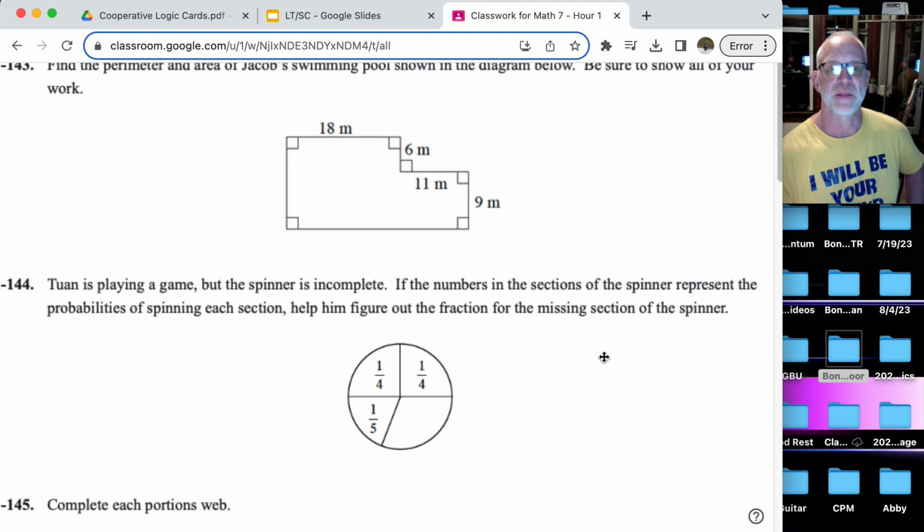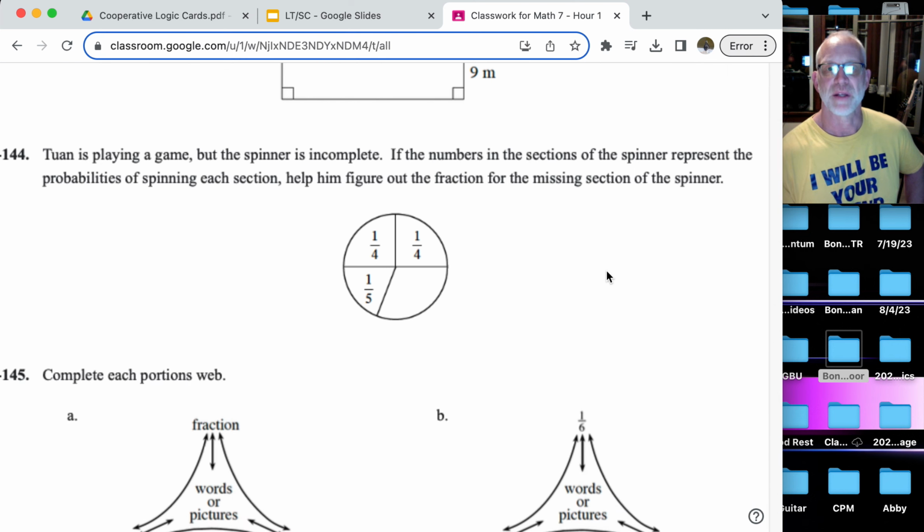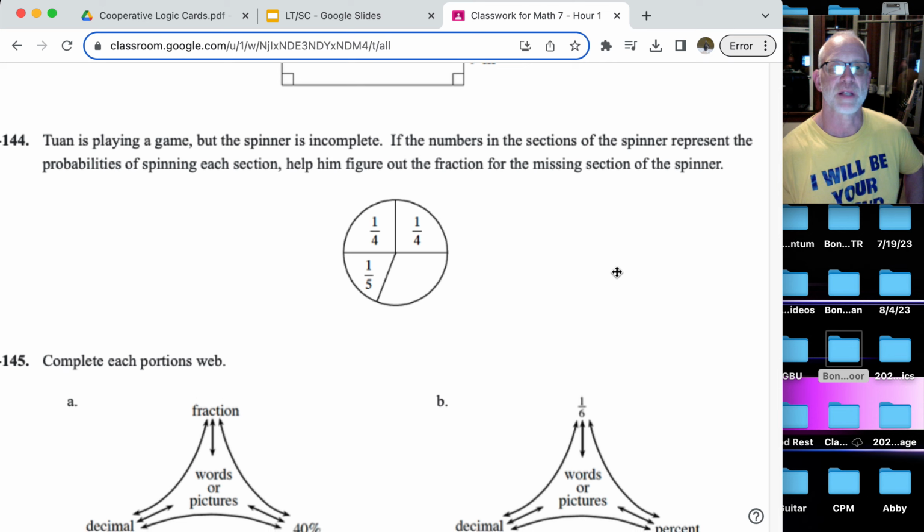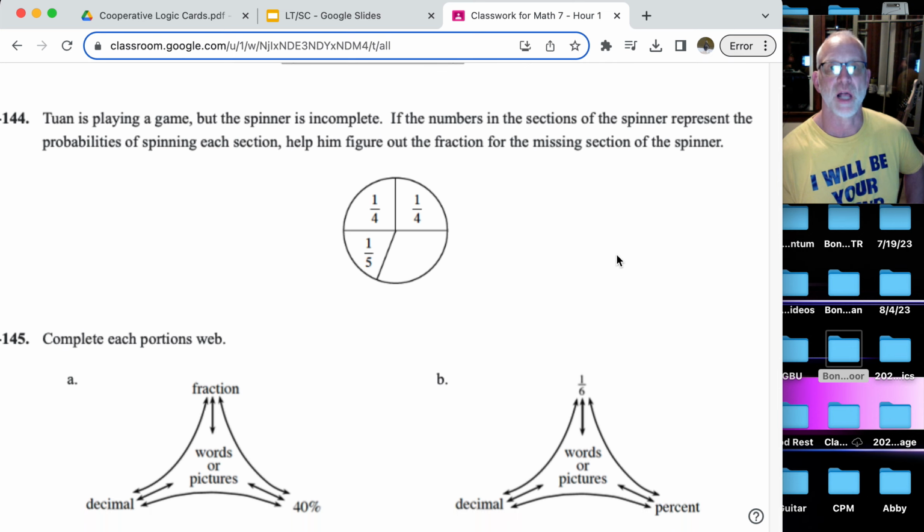Tuan is playing a game, but the spinner is incomplete. If the number in the section of the spinner represents the probability of spinning each section, help them figure out the fraction for this missing piece. How big is that missing piece?